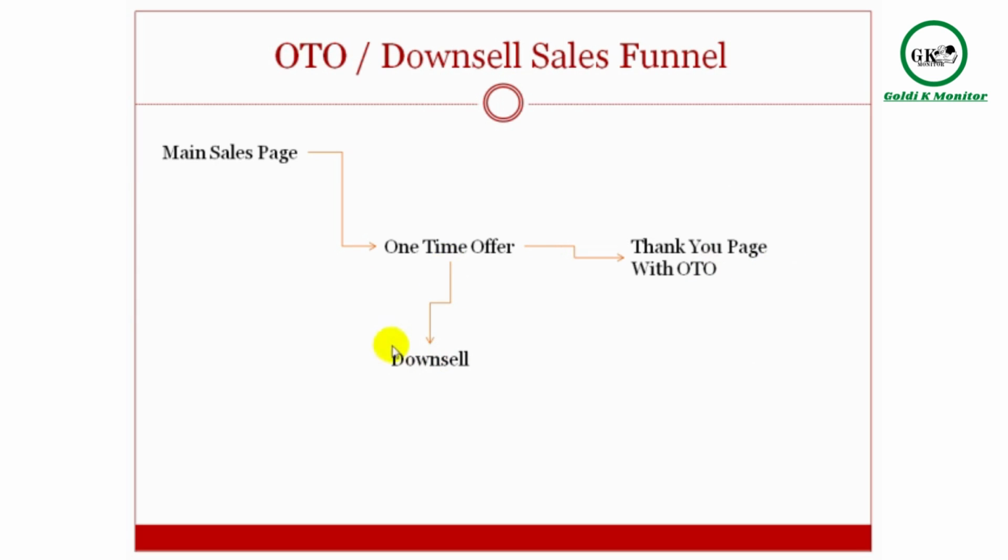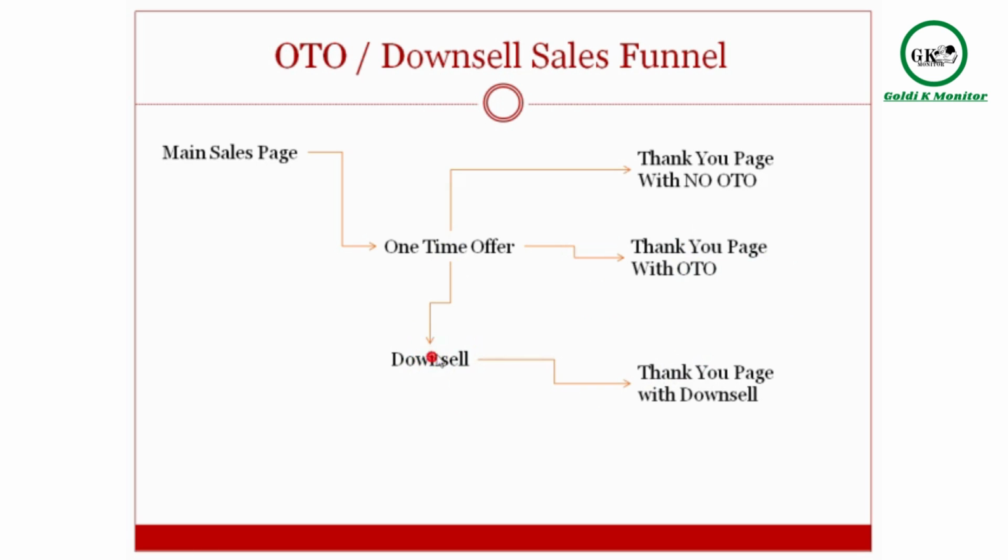If they say no and then they purchase the downsell, then they are going to be sent to a thank you page with the downsell. You don't want to forward them to a thank you page with the OTO unless they paid for that. Now, if they click on no to the downsell, then they're going to be forwarded to the thank you page with no one-time offer or downsell. So it's just going to be the basic funnel from main sales page to thank you page.